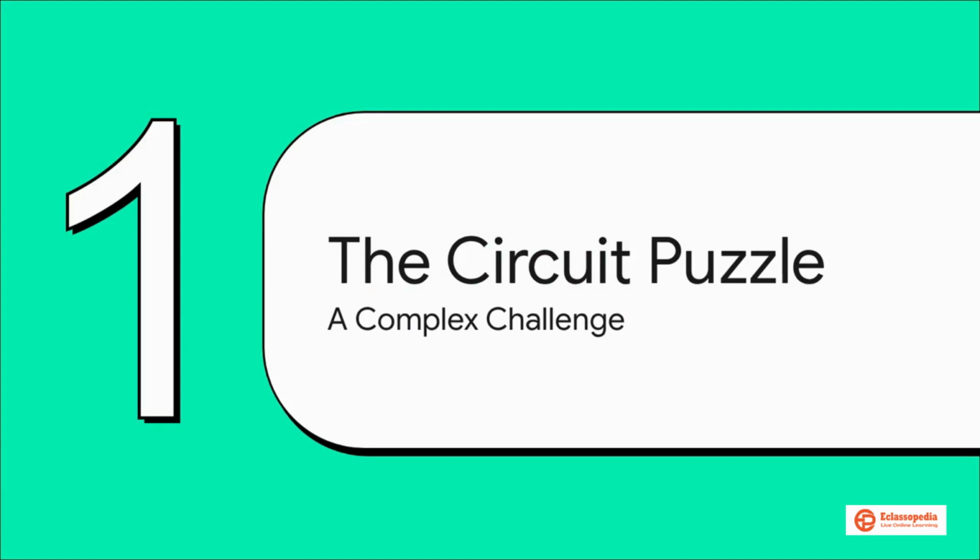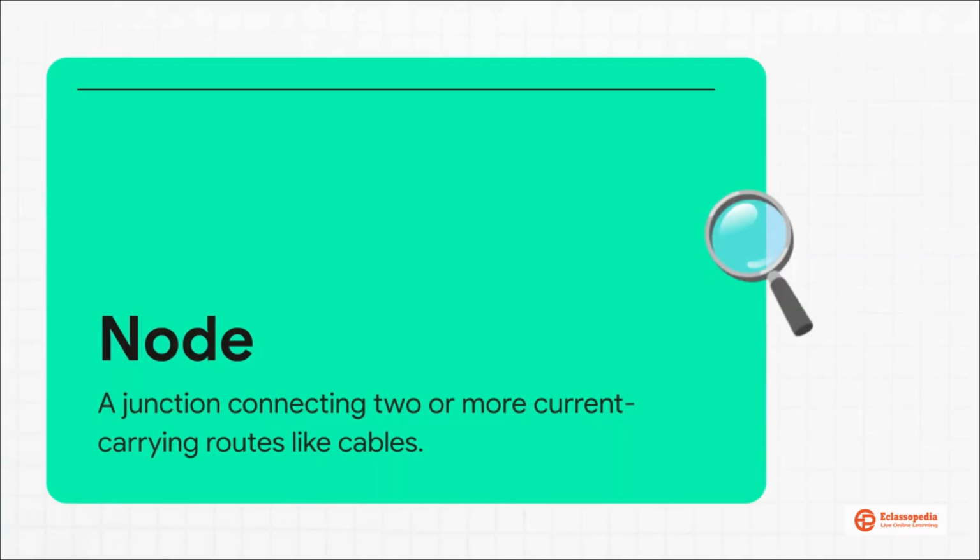Section 1. The complex circuit puzzle. Think of this whole thing like a detective story. We're standing right at the scene of this complex circuit puzzle, and we need a very special set of rules to untangle this impossible web. But before we crack the code, let's lay the absolute groundwork. We need a clear vocabulary so we don't get completely lost later on.